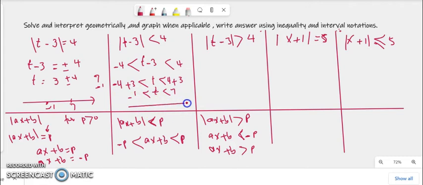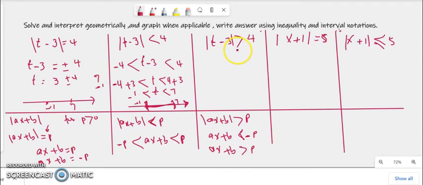So that's negative 1 and 7. So this is all my values here. And just to remember, a parenthesis means that negative 1 and 7 are not included in the interval.